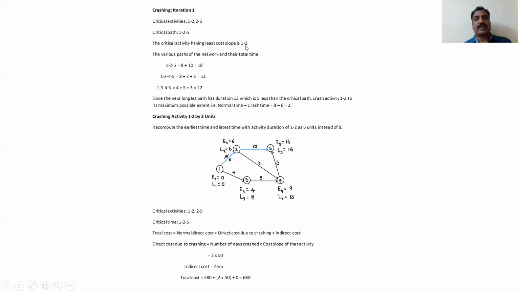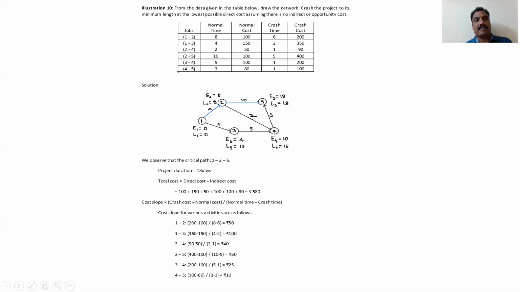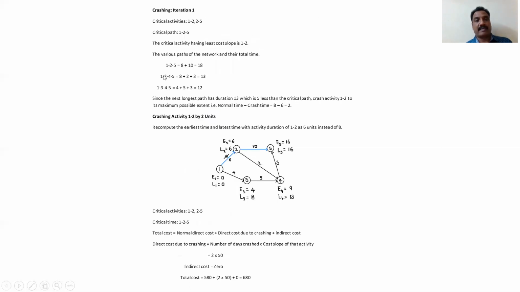Least cost slope is 1 to 2. So next, how many units must be reduced, that is, crashed? That is the next question that arises. You find out the various paths. That is how we can go to 5. So 1, 2, 5 is one way. Another way is 1, 2, 4, 5. Next way is 1, 2, 3, 4, 5. These are the various paths I have written here.